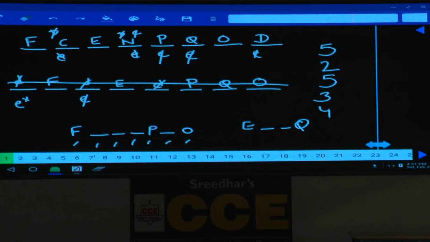Question number 79 to 83, 5, 2, 5, 3, 4 are the choices. Yes, write down this arrangement. Then let us discuss this question number 84.